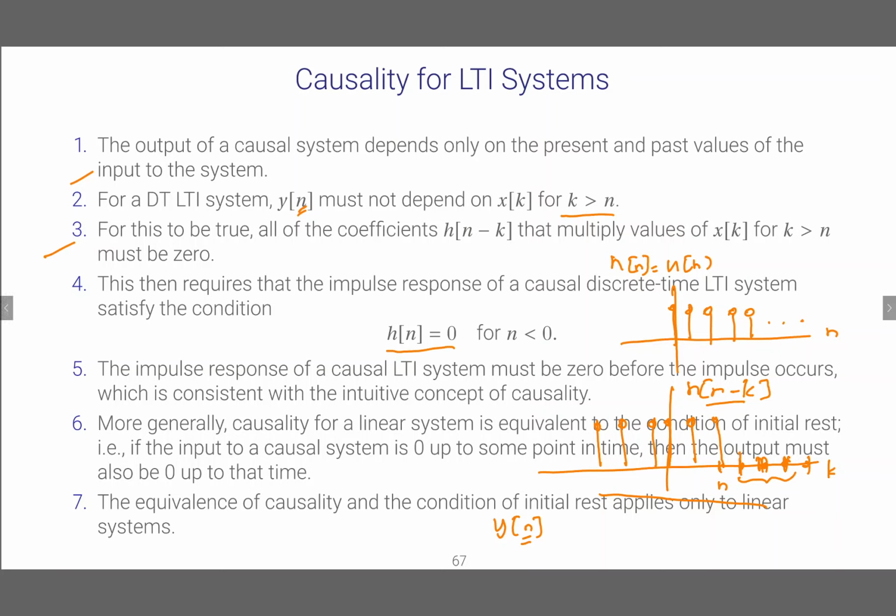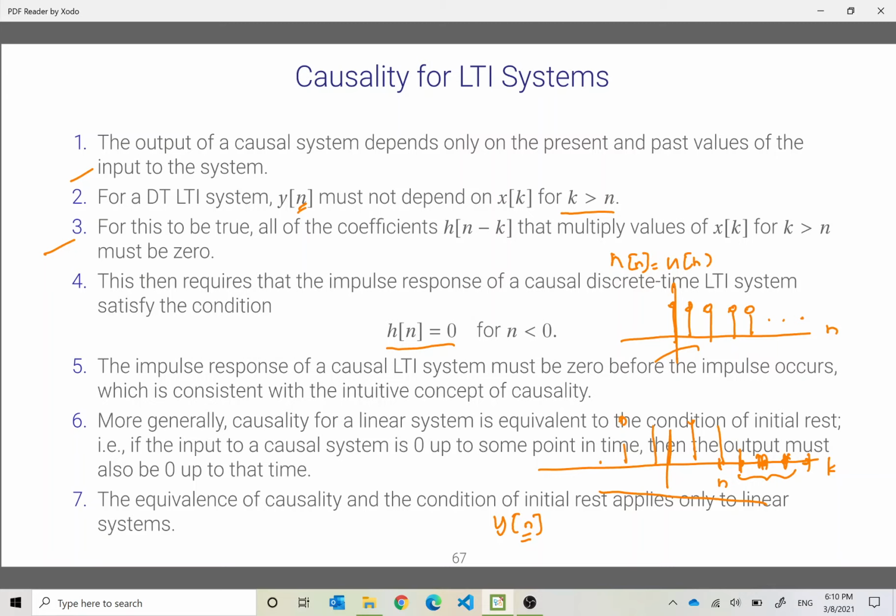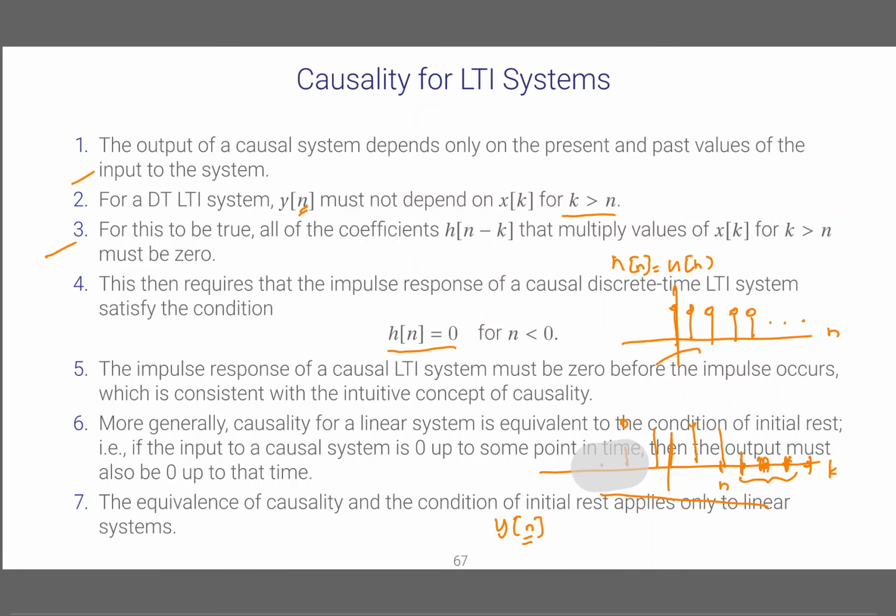So what we have done is taken this, time reversed it and shifted it to n. Therefore hn must be 0 for n less than 0. The impulse response of causal LTI systems must be 0 before the impulse occurs. Obviously, the impulse response is the response of the system to an impulse. So the impulse occurs at n equals 0, and before that all must be 0. The impulse response of a causal LTI system must be 0 before the impulse occurs, which is consistent with the intuitive concept of causality.